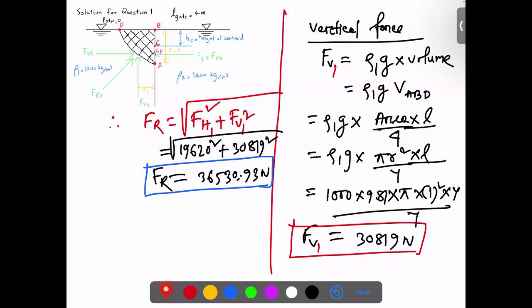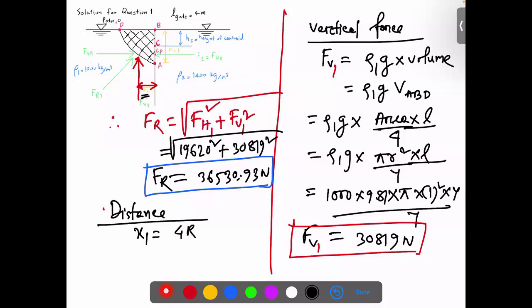Now we need the distance. This is the vertical force acting. What is the distance between this wall and this vertical force? I mean the center, x1. We know from the previous formula, it was this distance. I just showed you this formula previously. We said this is x1. I showed you all the calculation.